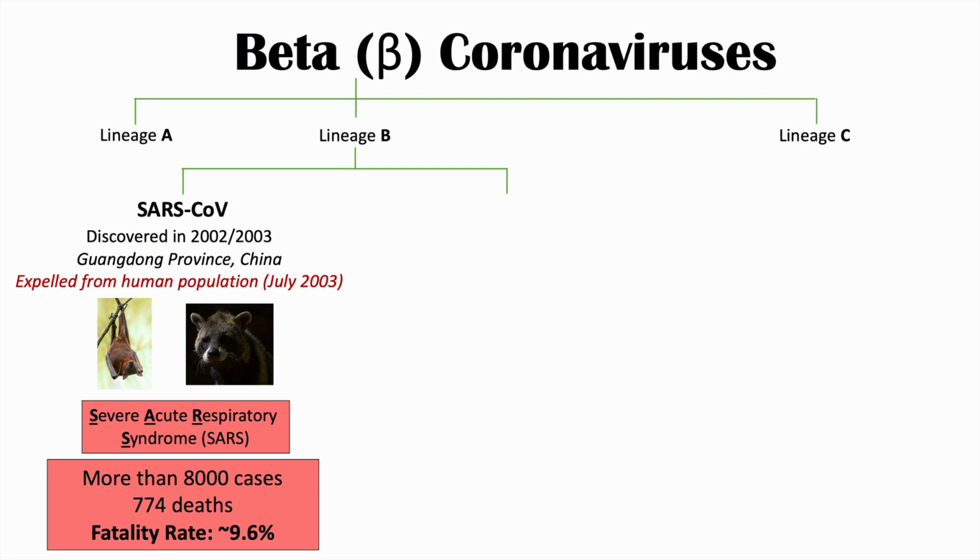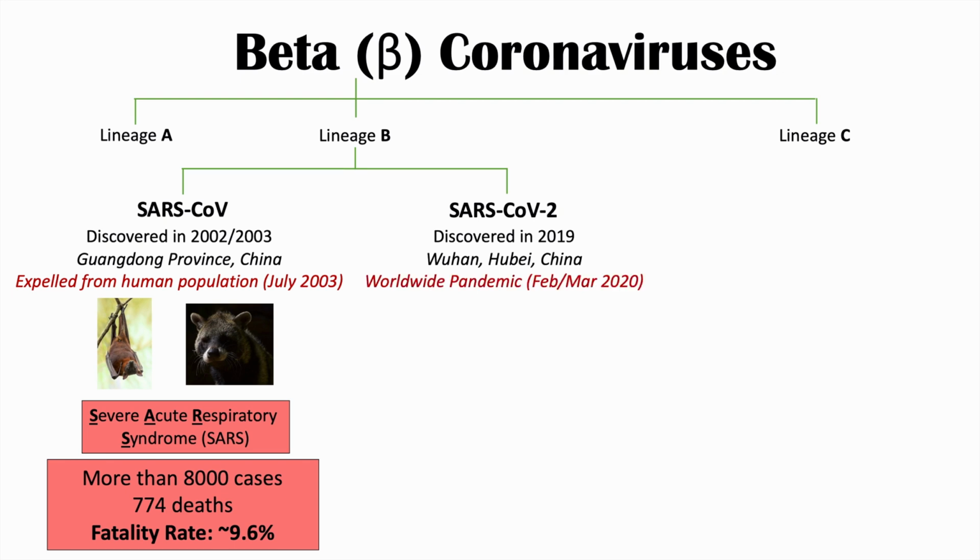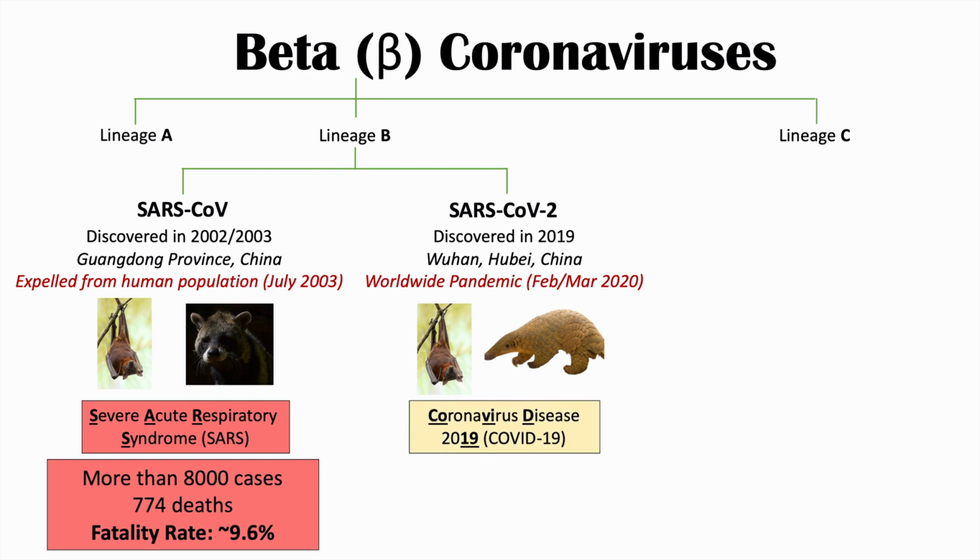The second coronavirus in lineage B of the beta coronaviruses is SARS-CoV-2, or SARS coronavirus 2. It was discovered in late 2019 in Wuhan, Hubei, China. And in early 2020, we have seen a worldwide pandemic, starting in February to March of 2020. So what is believed to have happened here is that, similar to SARS coronavirus, or SARS-CoV, this SARS-CoV-2 was transmitted from a bat to a pangolin and then to a human.